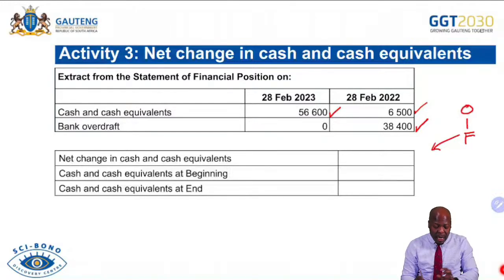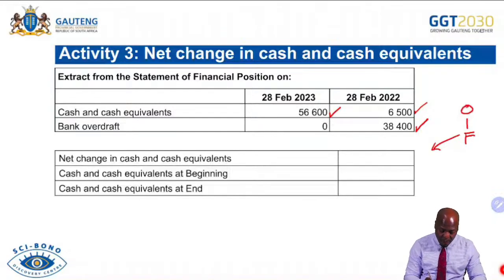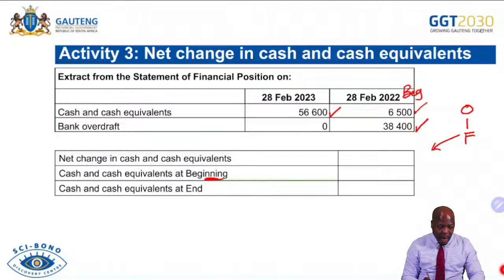Now, we want to see if you are given this extract alone, what would you do? So, you start with the cash and cash equivalents at the beginning, which is your 2022. This is your beginning. Now, you have cash and cash equivalents of how much? 6,500. So that means you need to open your bracket. You come here, then you say 6,500. Then you have bank overdraft here. Bank overdraft is a minus in this case. So you then come and say minus. Minus what?